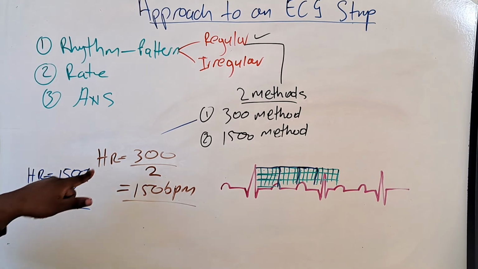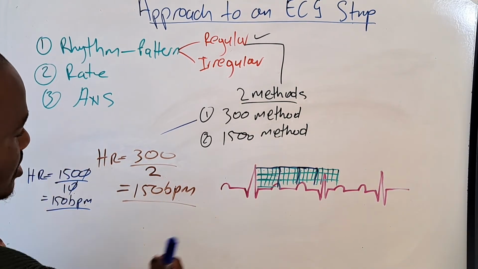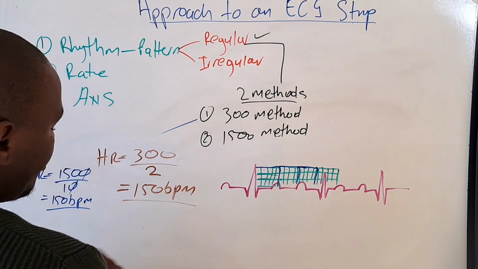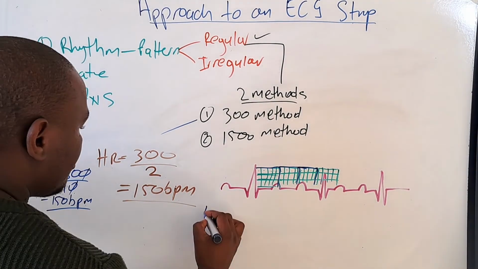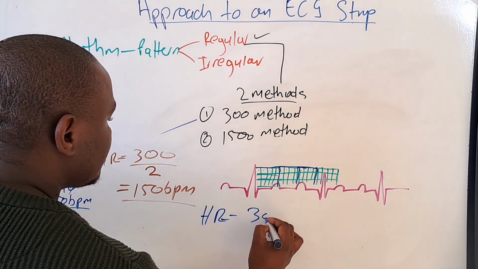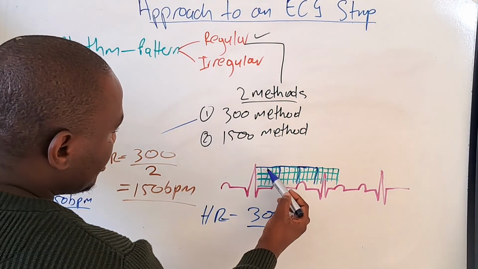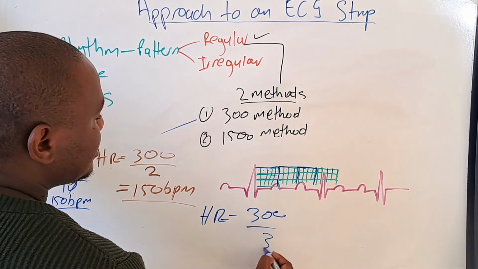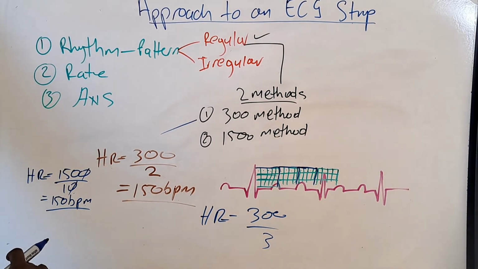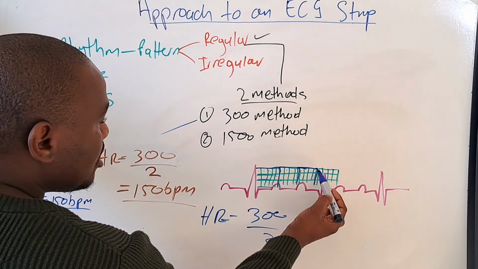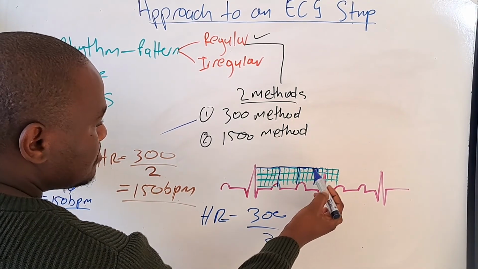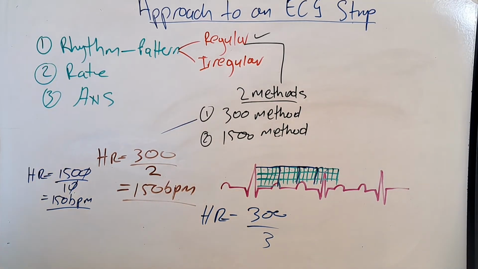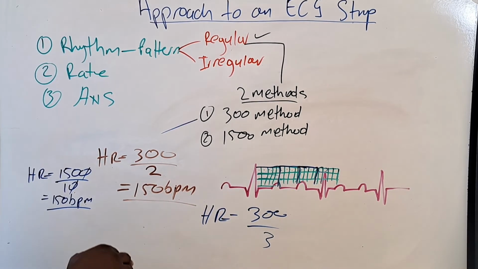So the 300 method is going to give you issues. Say you calculate this patient's heart rate: heart rate equals 300 divided by, then you count 1, 2, 3, and divide by 3. But you're going to get an incorrect result. It's going to be close, but incorrect, because you left out, let's say, 1 small box there, just because it was not on an R wave, so you didn't know what to do with it. That's why I'm saying, in cases like that, the 300 method becomes inaccurate.